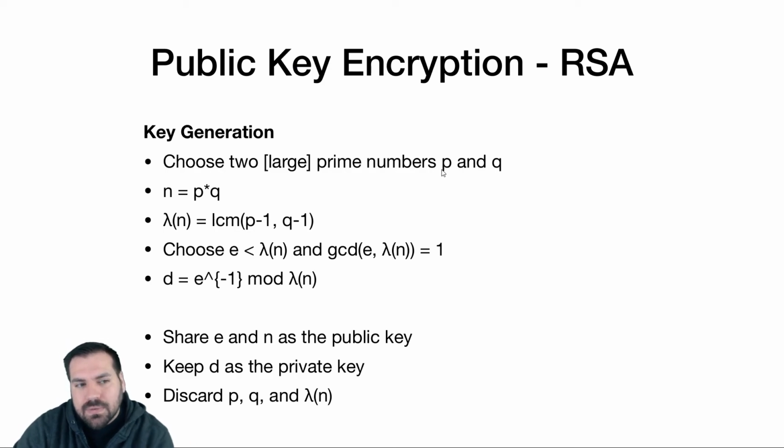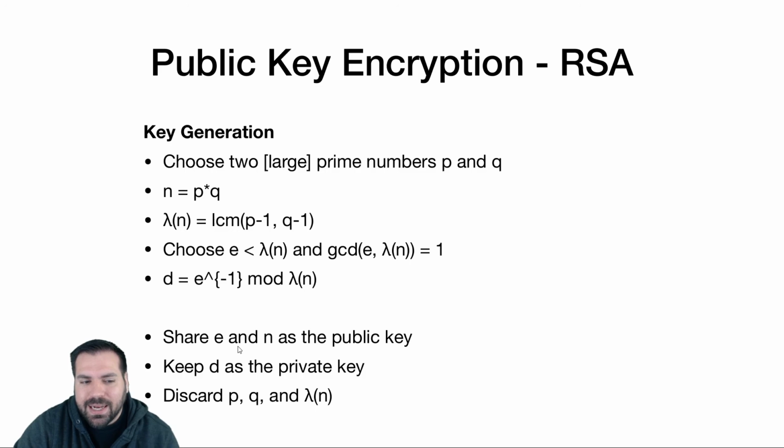So the whole key generation algorithm: think up two primes, P and Q, ideally very large primes. Multiply them together to generate N. Get the least common multiple of P minus 1 and Q minus 1, and call that lambda. Choose some E less than lambda, such that E and lambda are co-prime, meaning they don't share any common factors. Compute D, which is the inverse of E mod lambda, and that's it.